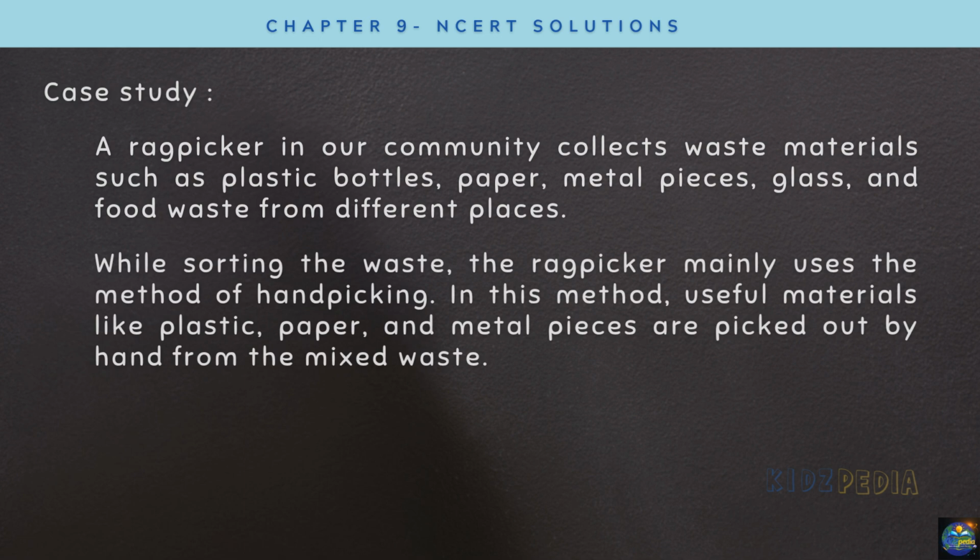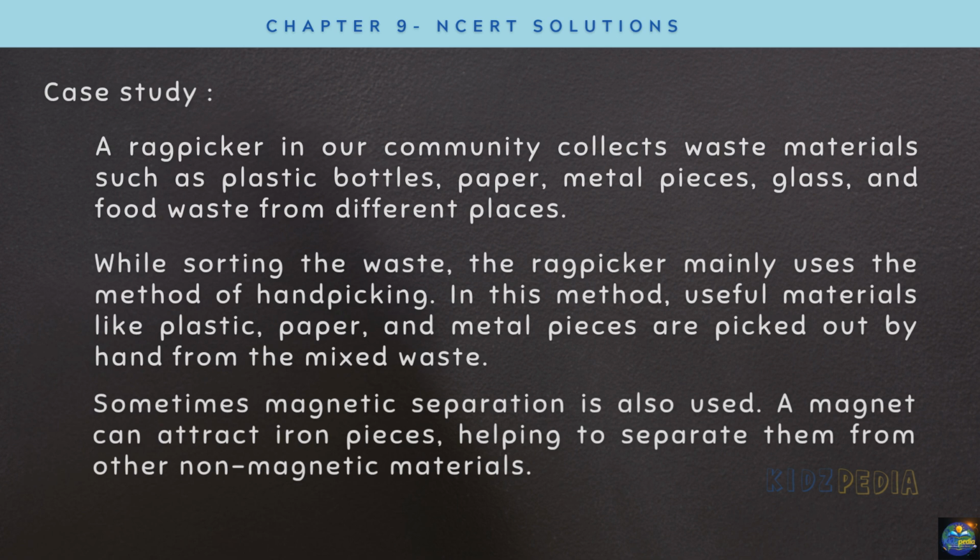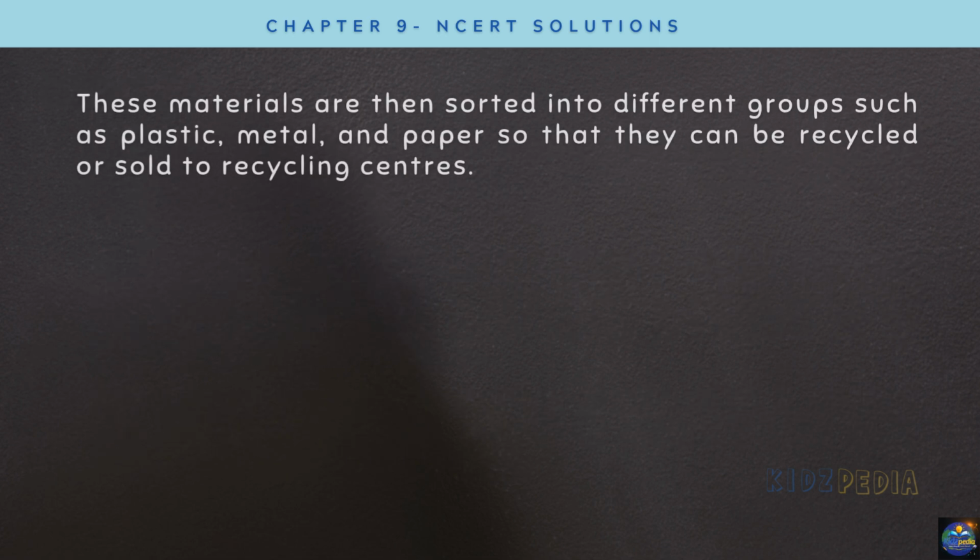In this method, useful materials like plastic, paper and metal pieces are picked out by hand from the mixed waste. Sometimes magnetic separation is also used. A magnet can attract iron pieces, helping to separate them from other non-magnetic materials. These materials are then sorted into different groups such as plastic, metal and paper so that they can be recycled or sold to recycling centers.